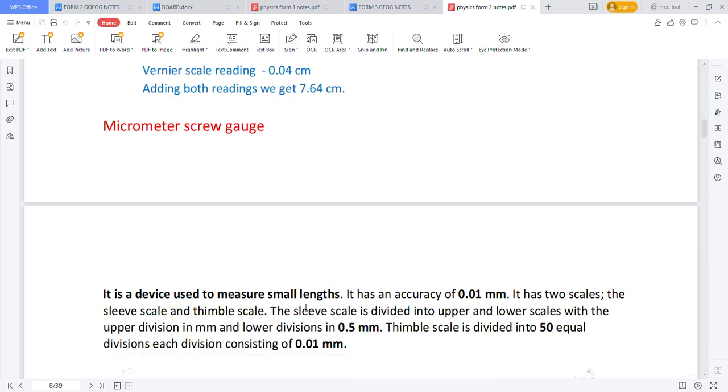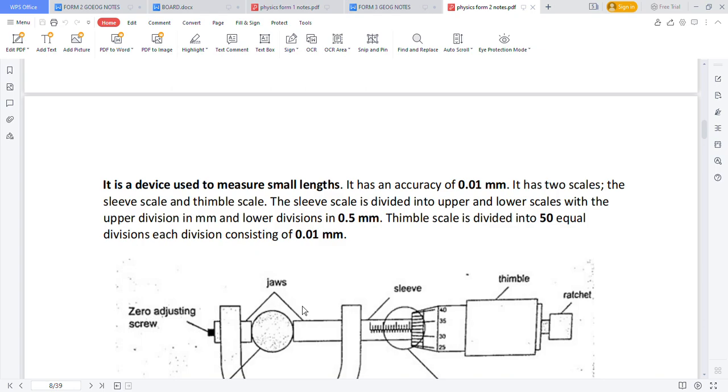Micrometer screw gauge. What is a micrometer screw gauge? It is a device used to measure small lengths. It has an accuracy of 0.01 millimeters. It has two scales, the sleeve scale and the thimble scale. The sleeve scale is divided into upper and lower scales, with the upper division in millimeters and the lower division in 0.5 millimeters.